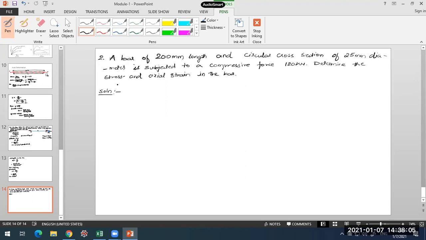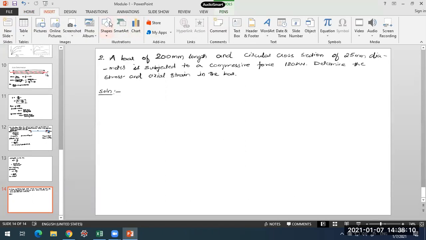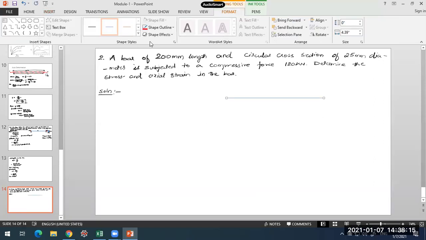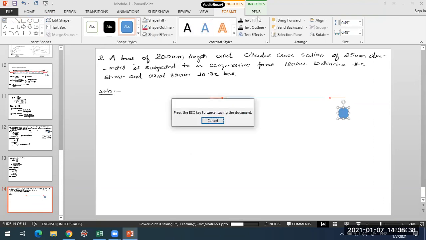First thing, stress, you can get it directly. Before that, what is given to us, the data, we can put it in this form. Since we have the compressive force, this is the force applied on the bar. These are the compressive forces acting on the bar, and this bar is of circular cross section. So you need to find the stress and strain in this bar.